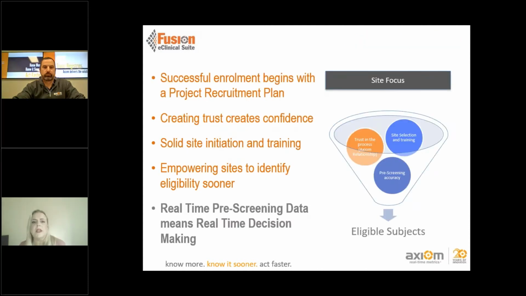So successful enrollment begins with a project recruitment plan. So this plan should be completed at the beginning of the study during the project planning phase, well before initiation. And some of the things that will be included are site feasibility requirements, your study level and site level projections, the use of advertising and or patient advocacy groups in boosting recruitment, and knowing your population's barriers to accessing research, such as financial hurdles and travel complications. These are essential to starting off on the right foot.